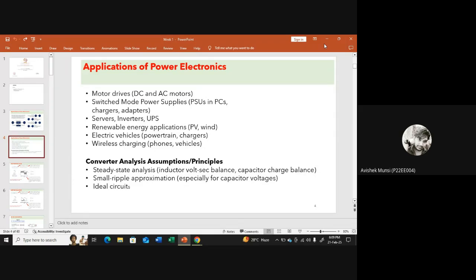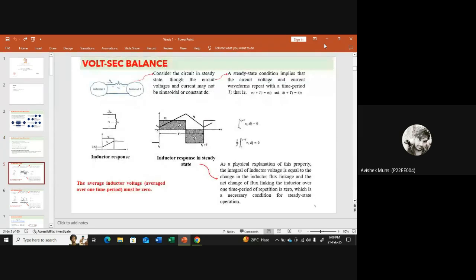When we are deriving a converter circuit, we always consider it an ideal circuit, not a non-ideal circuit. In the case of a non-ideal circuit, we have to deal with some kind of non-linear controls and non-linear diagrams. So here we will basically deal with the ideal circuit. I will discuss some basic things, after which we will solve some problems. The first thing we will discuss is volt-second balance.